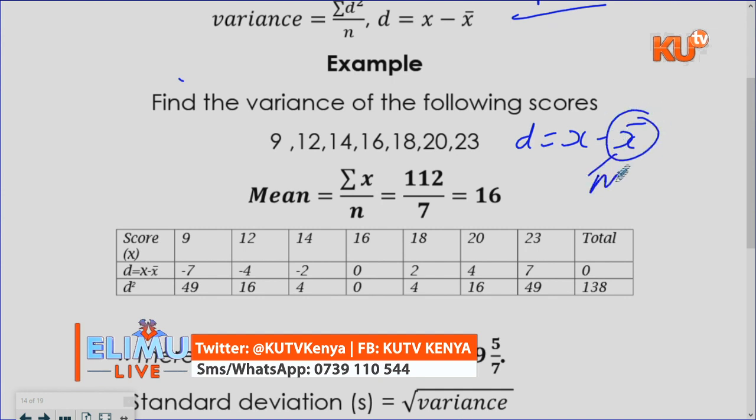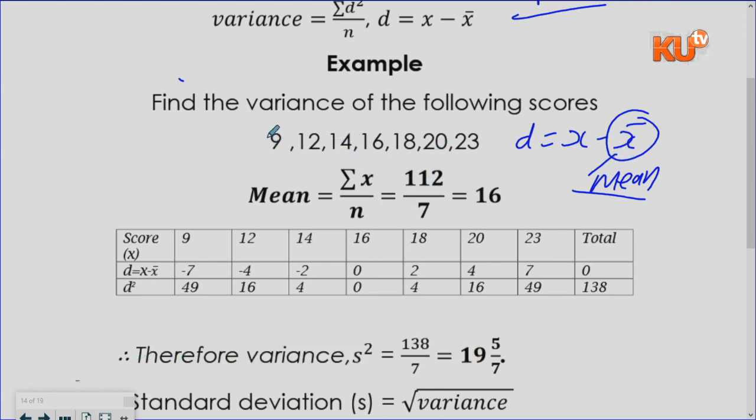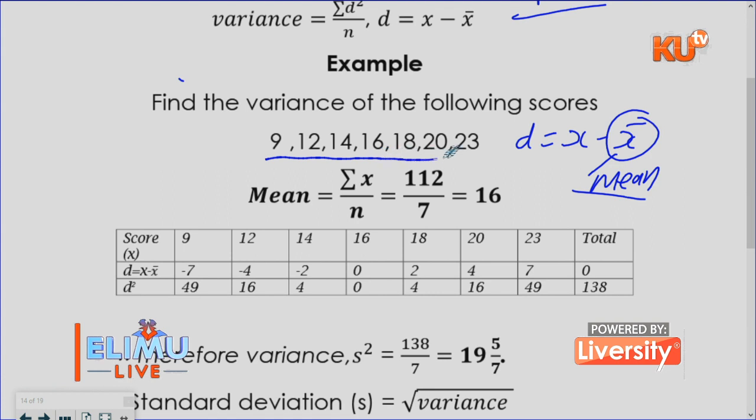What does this X bar mean? That will be the mean. Because we are not told an assumed mean, we have to calculate the mean first. So how do you get the mean? The sum of all these values, add all these values, divided by their number. So there are 7 and their sum is 112. That's how we get 16. So to get our D, we shall be taking 9 minus 16, 12 minus 16.